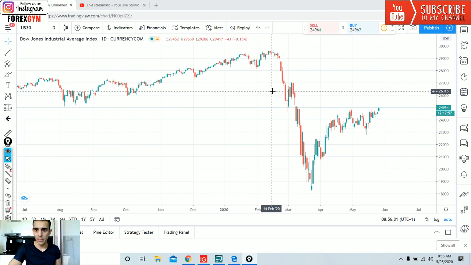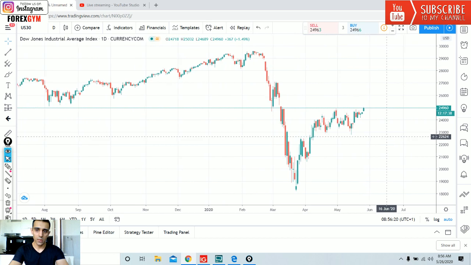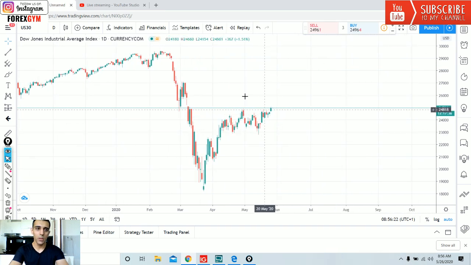So our target is going to be at 26.30, so that means a 125 pip gain, again with a 55 pip stop loss. So we're looking at just over 1 to 2 risk reward. If you're happy with the risk reward, then you can take the trade. That's just my personal view on this one.